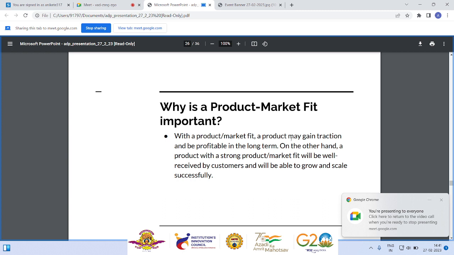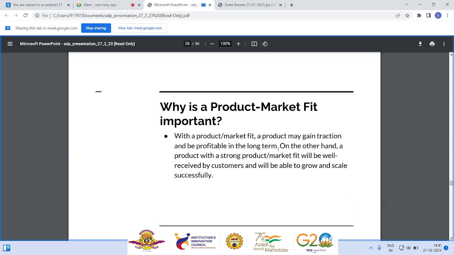With a product market fit, a product may gain traction and be profitable in the long term. On the other hand, if product market fit is strong, then it will get received by customers and will be able to grow and scale successfully.